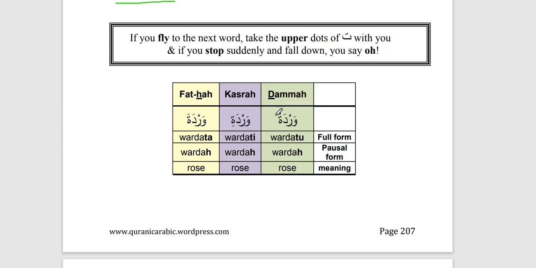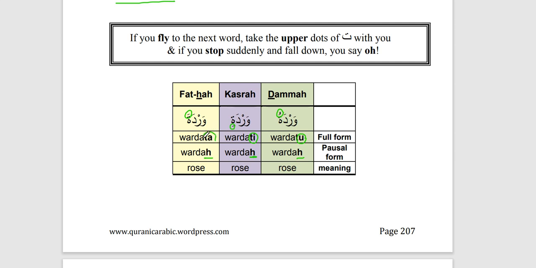And there is the full pausal form. Pausal form means warda, pausing on the word having a dhamma. Even then you will pronounce it as warda. When you continue with the dhamma, you pronounce it as wardatu. And now if it is with kasra, in pausal form, you will pronounce it as warda. And when you continue, you pronounce it as wardati. And when it is with the fatha, if you want to stop, pause, warda, similar in pausal.